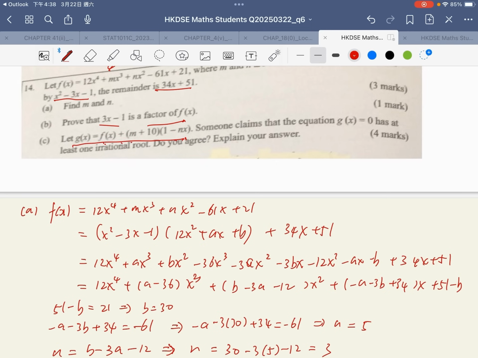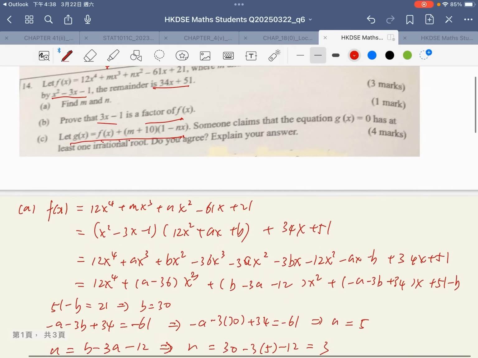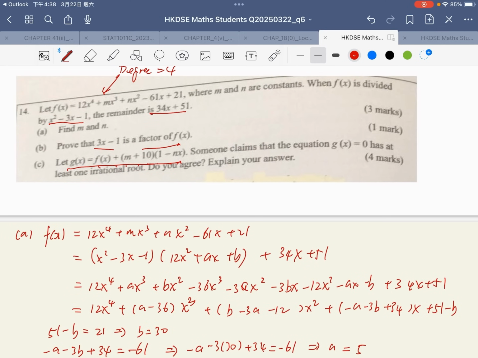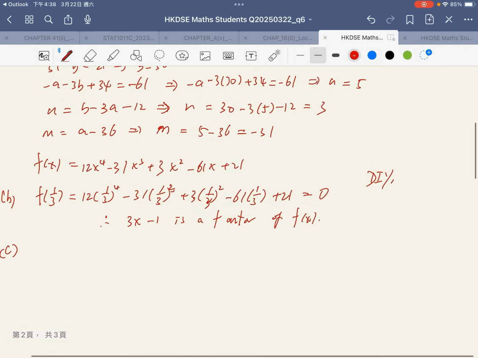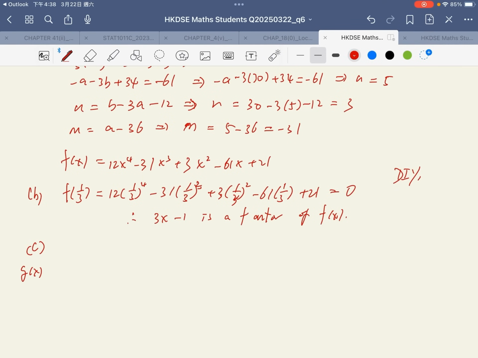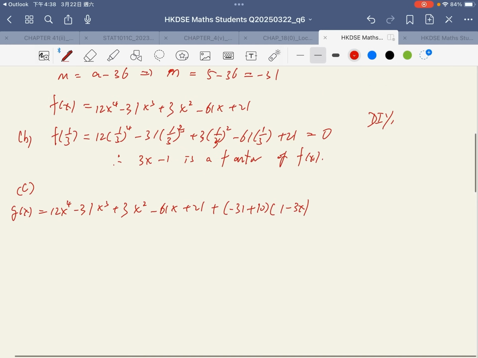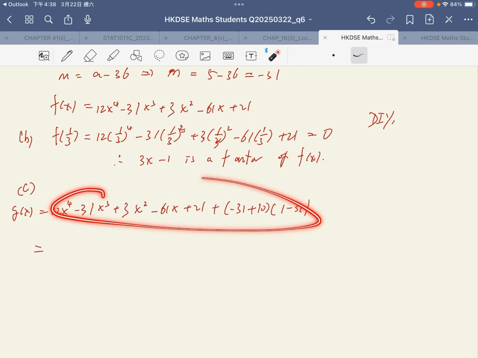g(x) equal to f(x) plus m, where m is negative 31 plus 10 times 1 minus 3x. Therefore, I write down the function of g(x). I don't need to do anything because I can copy f(x). And m is negative 31 plus 10 times 1 minus 3x. Okay, I think I have to factorize this function.